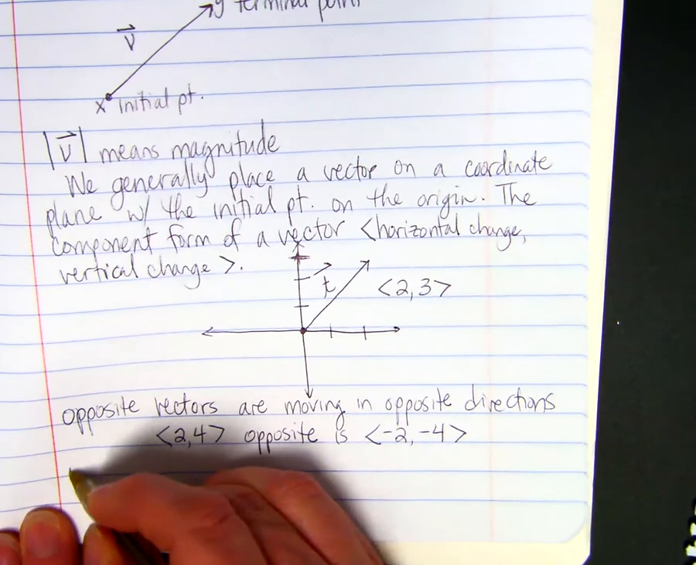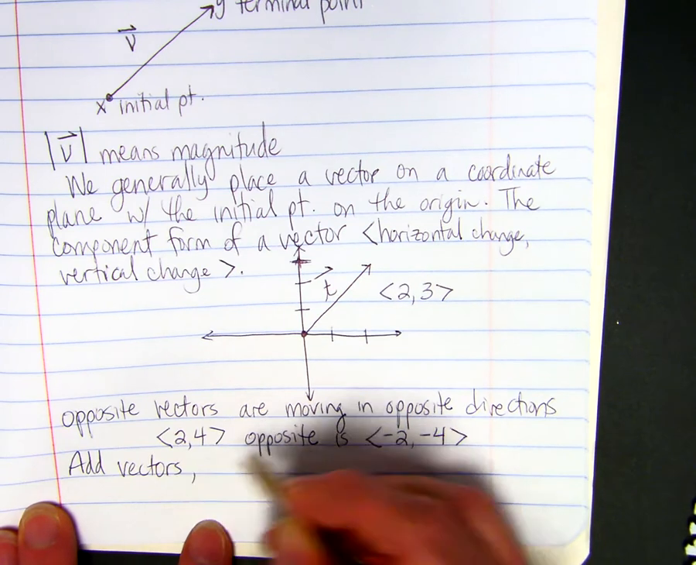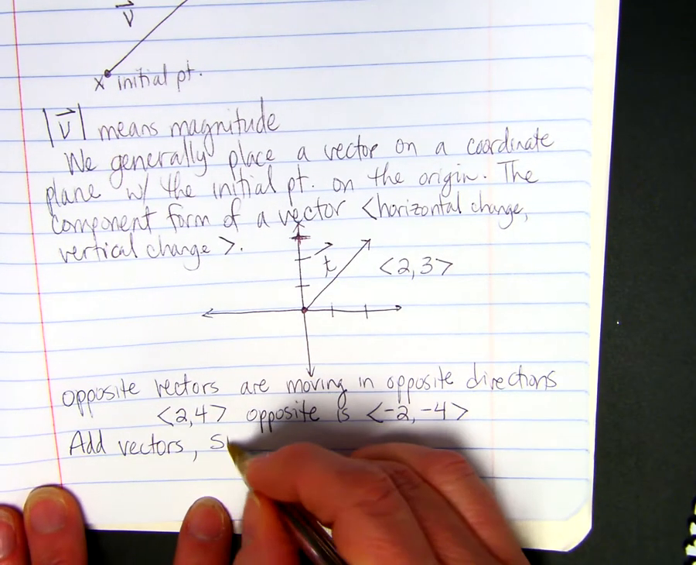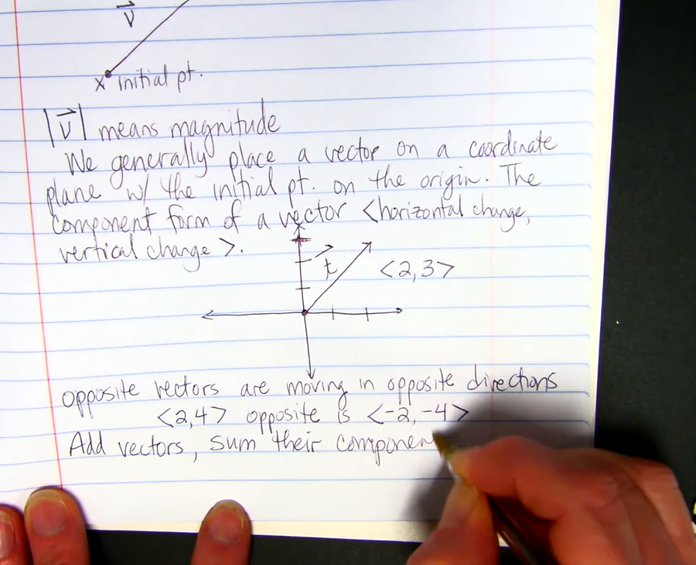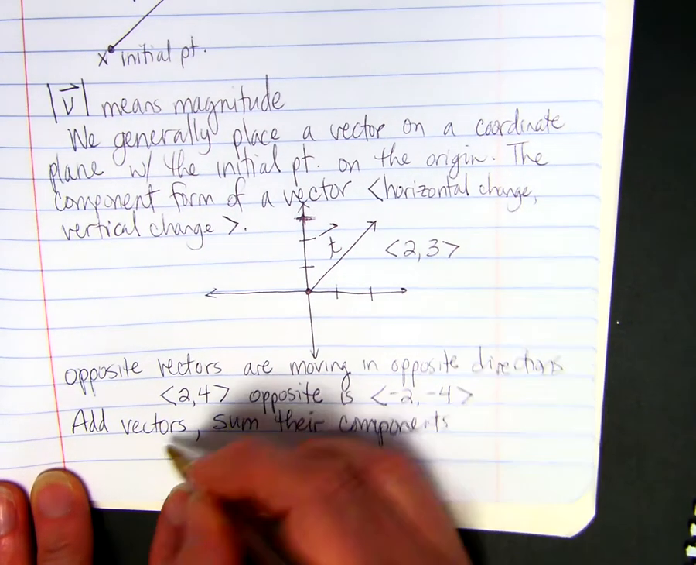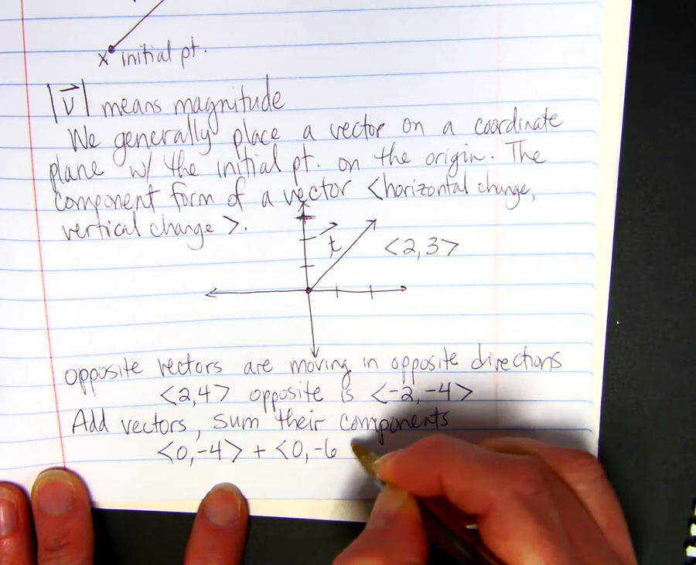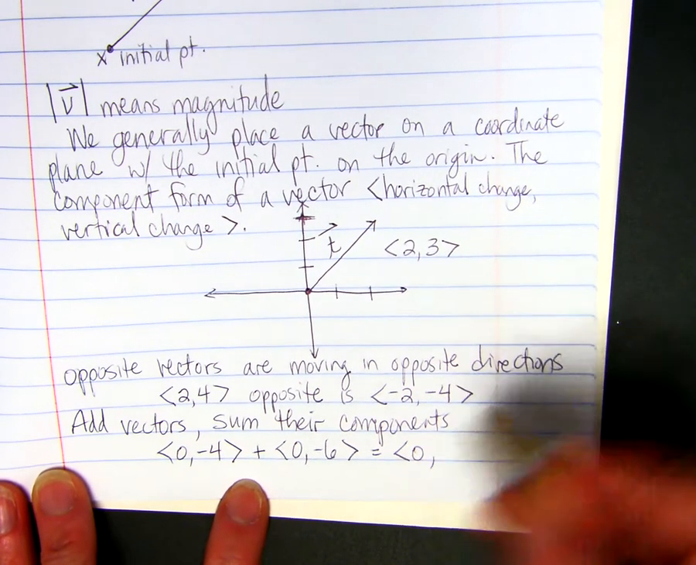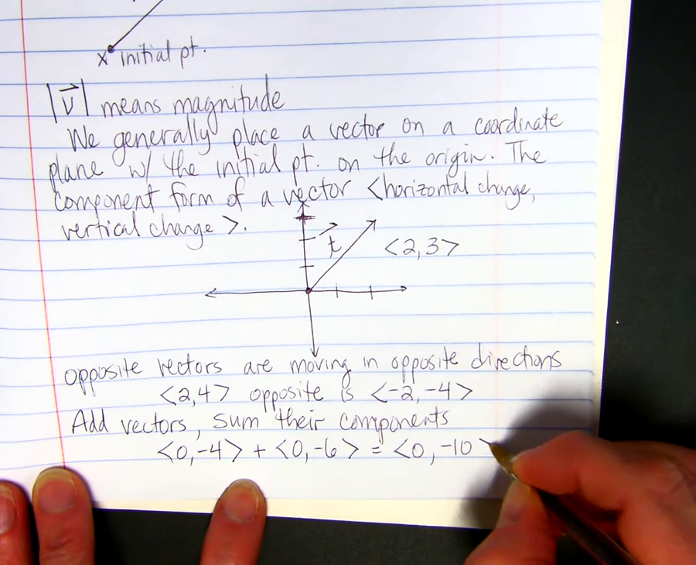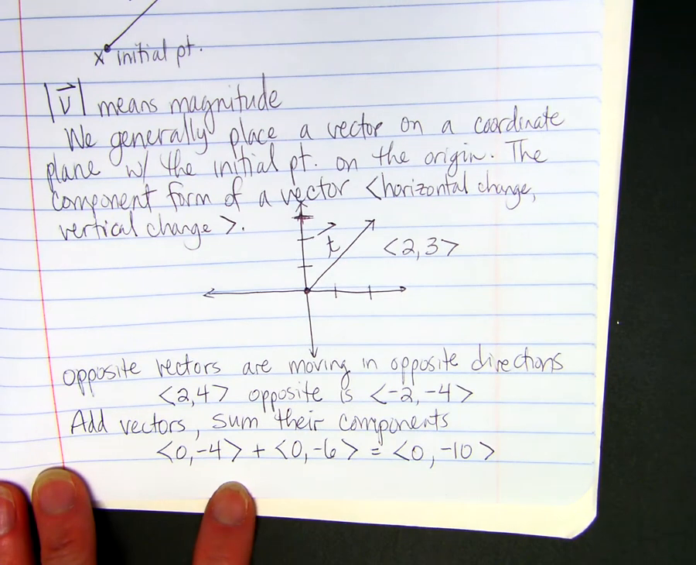To add vectors, we just take the sum of their components. So the vector 0, -4, plus the vector 0, -6 equals, we just add the 0 plus 0, and the -4 plus -6, which is -10. So these two vectors together would result in a vector of component form 0, -10.